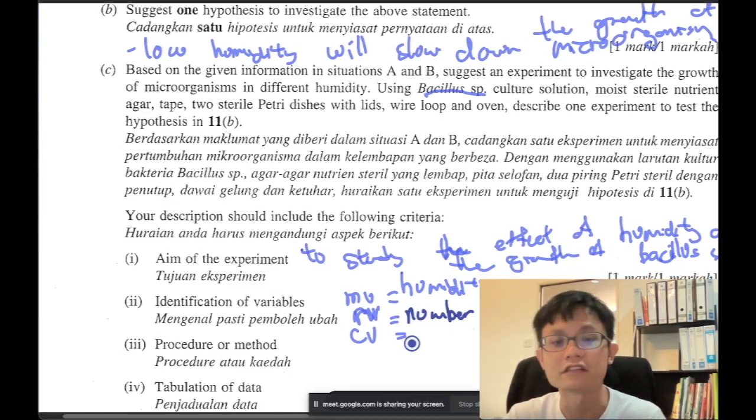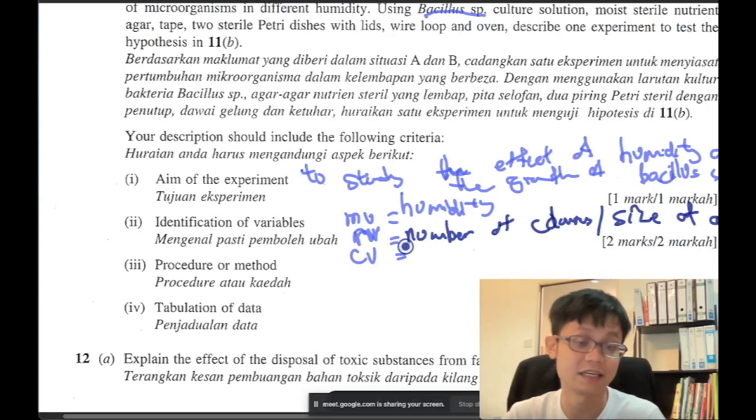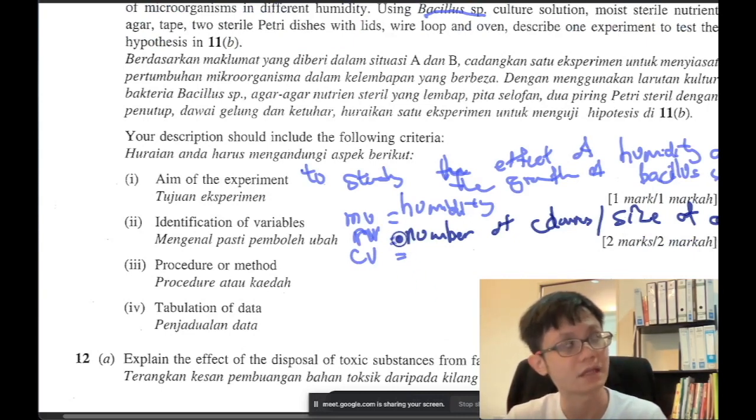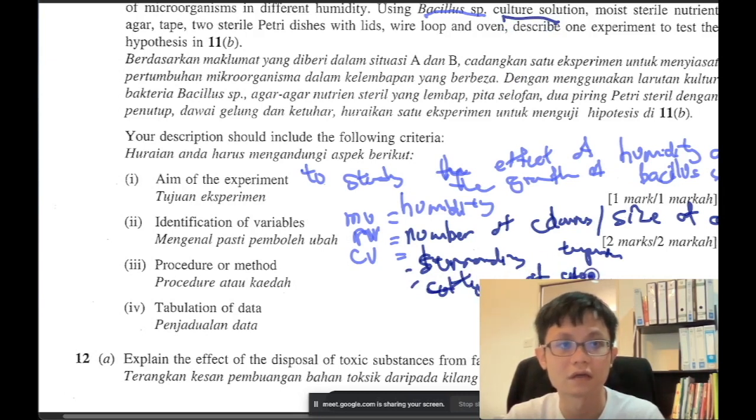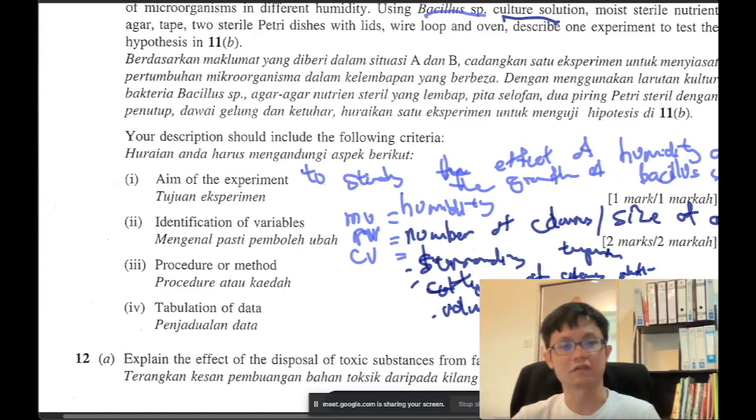Constant variable, maybe you can say the surrounding temperature. What are the other things? Surrounding temperature, and we can say the type of the culture solution, or maybe the volume of culture solution, and so on. Okay, many more.